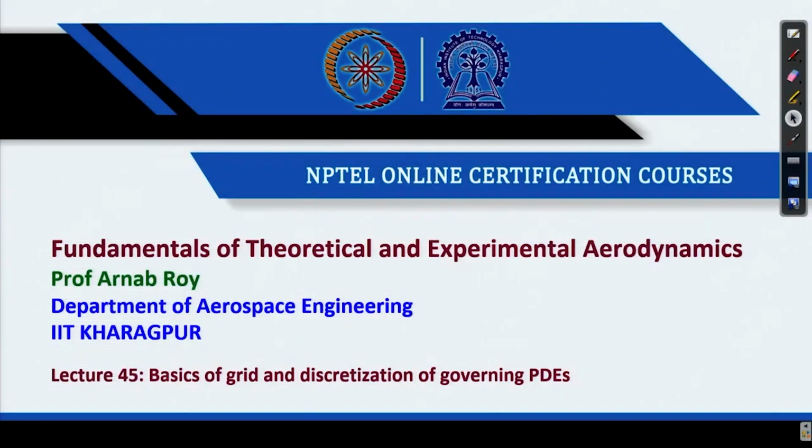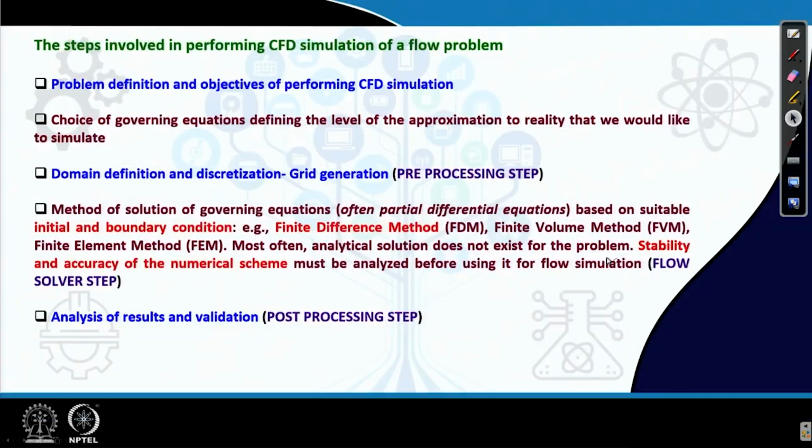In this lecture, we will discuss in more detail about the grid, that is the way we discretize the domain, and then we will also look at discretization of the governing partial differential equations. So, we are relooking at the different steps involved in performing CFD simulations. We have been discussing problem definition, objectives of performing CFD, and choice of governing equations, which involve different levels of approximation of the reality.